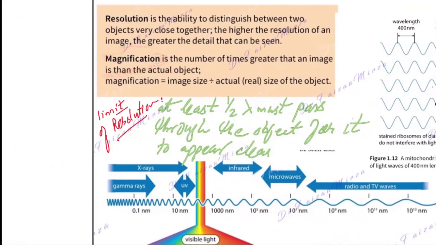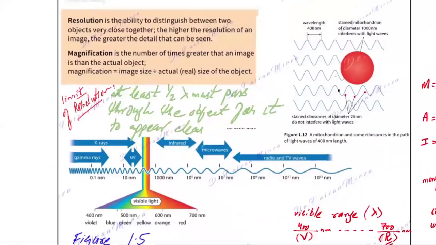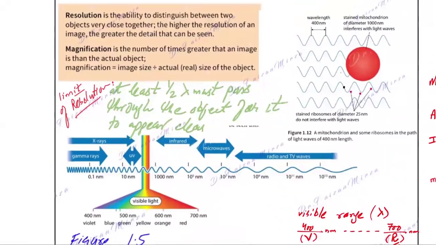But how is the resolution affected? Resolution is basically the inverse of your wavelength. As the wavelength increases, the resolution decreases. So if you use a shorter wavelength, your resolution will increase.